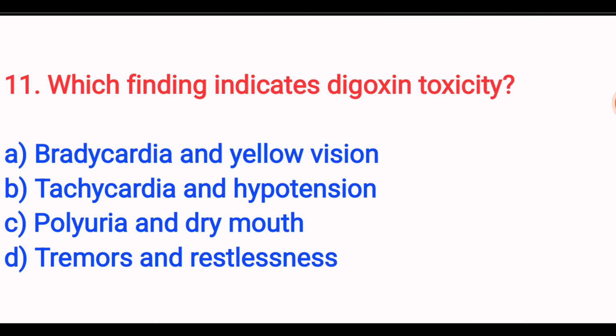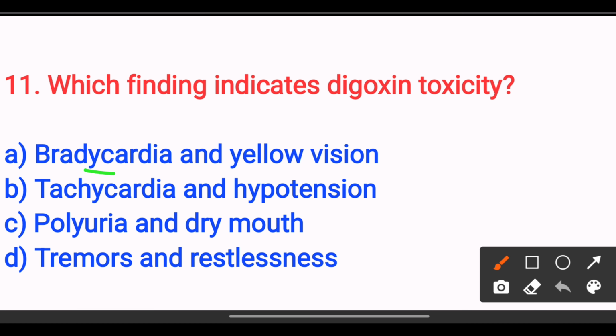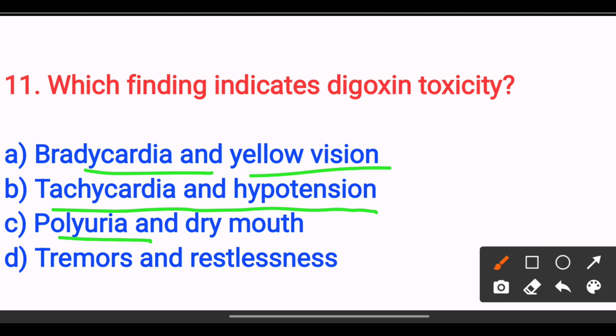Next, which finding indicates digoxin toxicity? Option A, bradycardia and yellow vision. Option B, tachycardia and hypotension. Option C, polyuria and dry mouth. Option D, tremors and restlessness.